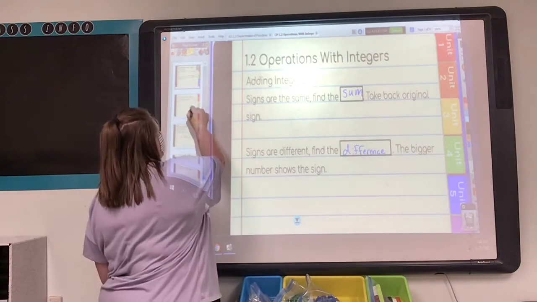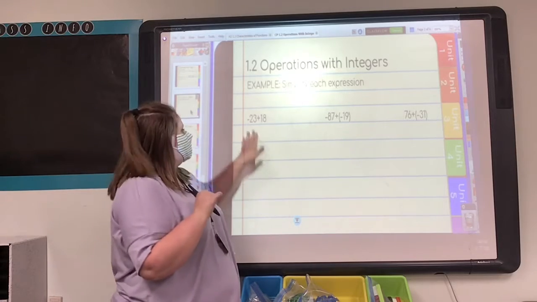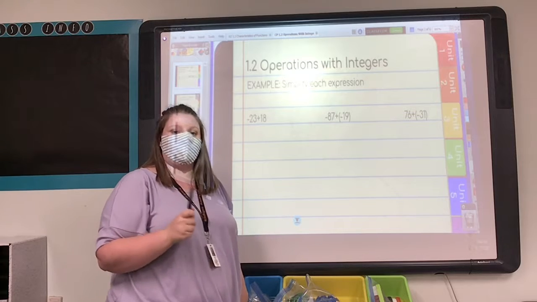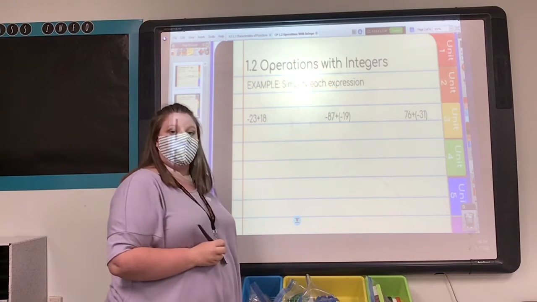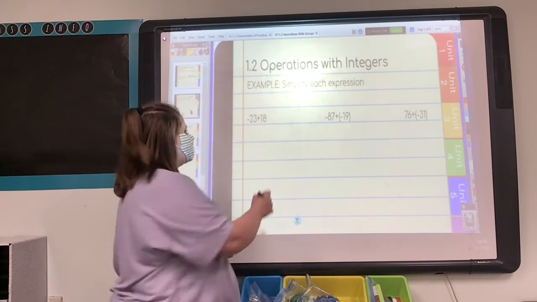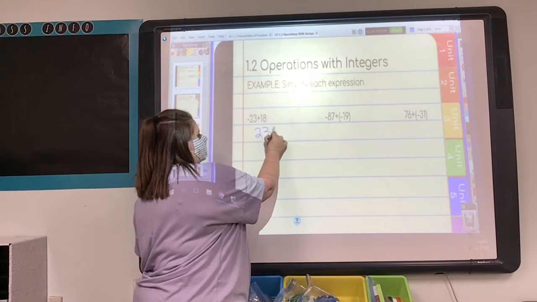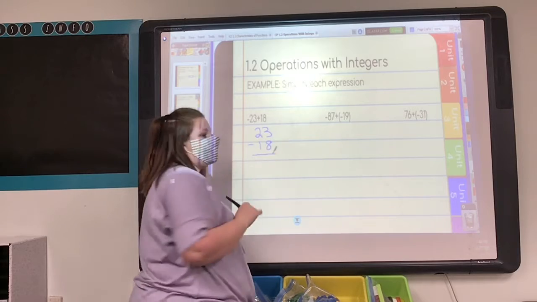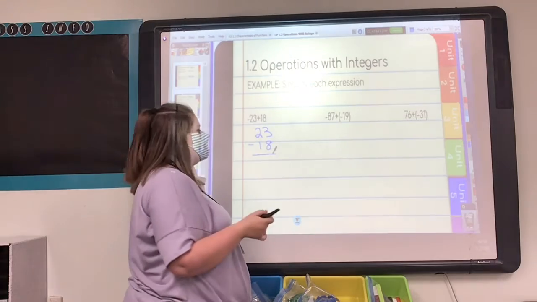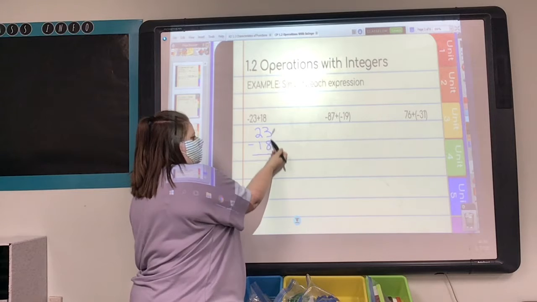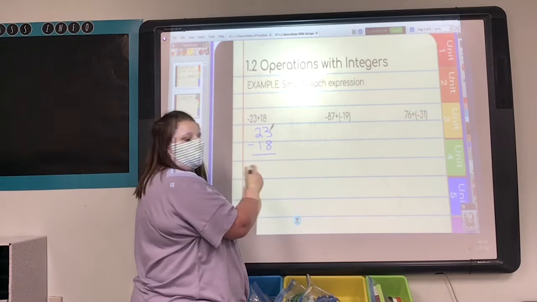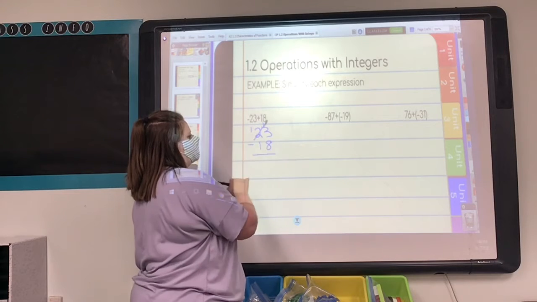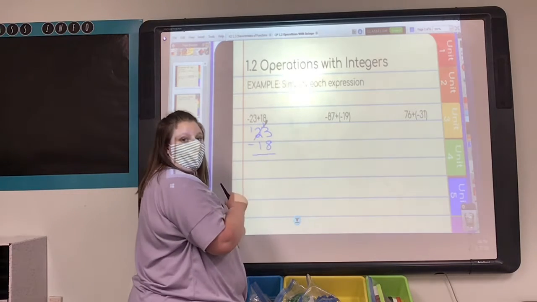So if we look at a couple of examples, first we have negative 23 plus 18. Going back to our rules, the signs are different, so we're going to find the difference. We're going to subtract the two numbers, and we always do the biggest number minus the smaller number. So 23 minus 18, and we're going to do this by hand. We start on the right column and do 3 minus 8. Well, to do that, we need to borrow from our first column and make this a 13. And then 13 minus 8 is 5.